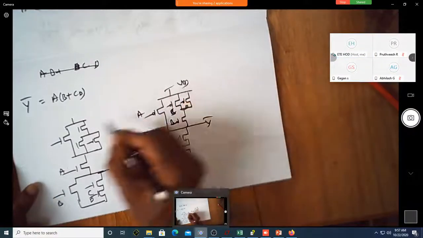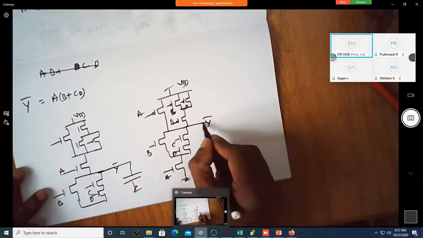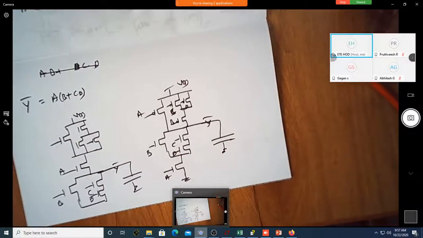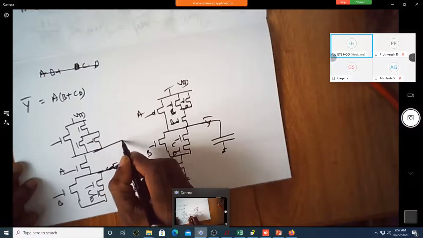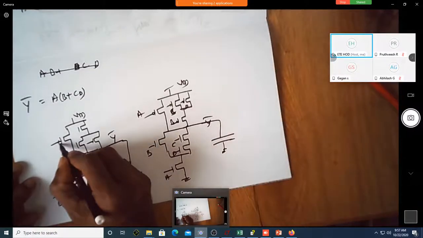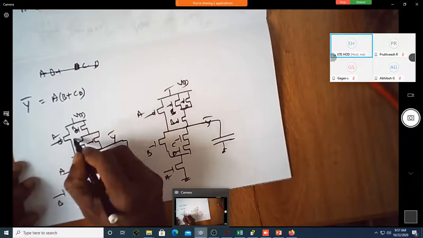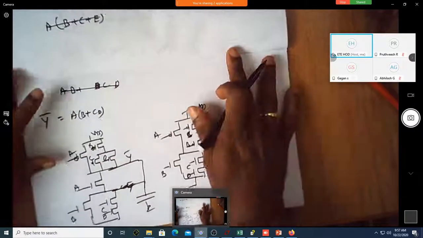Okay, this is VDD. VDD. Assume that there is a parasitic capacitance. I'm just writing it to represent it, but there is no capacitance actually put there. Sorry, this is y bar, this is y bar, all these are PMOS. This is A, B, C, D. Correct? Yes, sir.